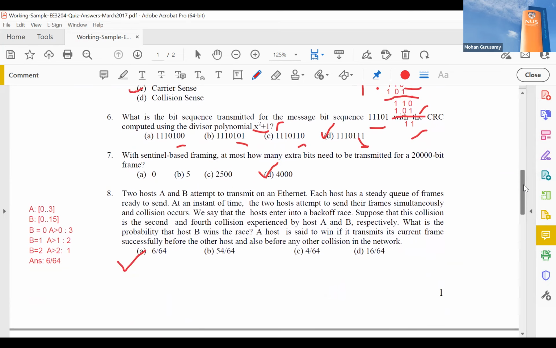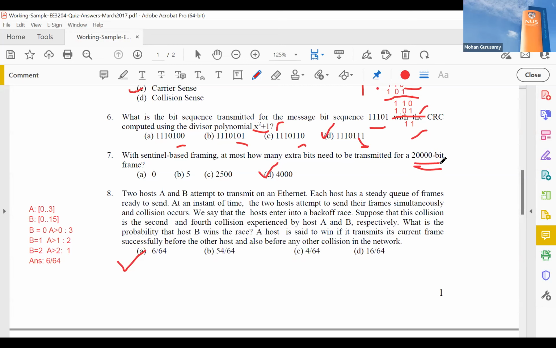Question number 7: with sentinel-based framing, at most how many additional bits need to be transmitted for a 20,000 bit frame? For question number 7, okay, there's a chat from Benita. Okay, I'll come to it later. So at most how many extra bits need to be transmitted when a 20,000 bit frame is sent?